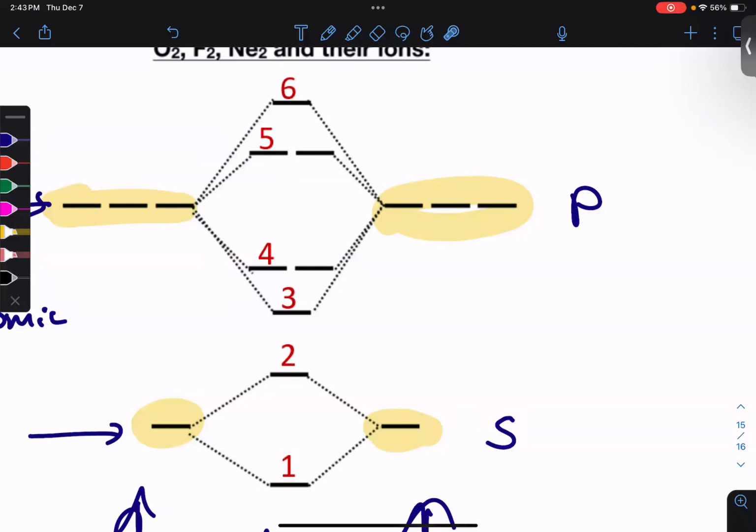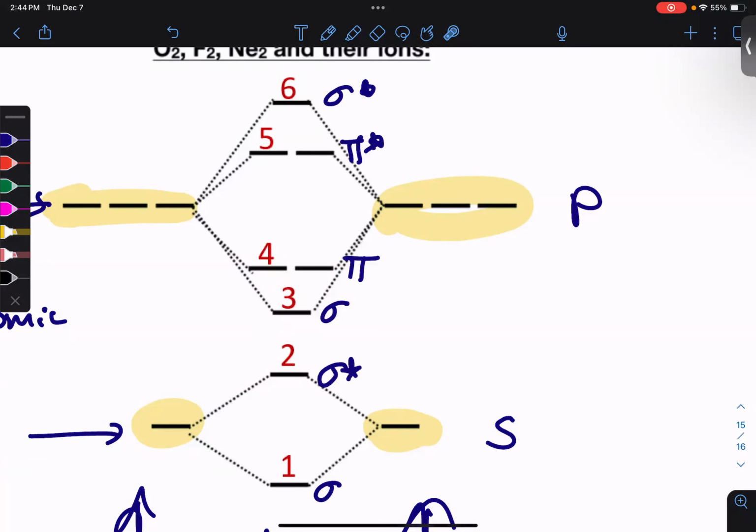So what is the label for this first one? Sigma. Then what comes next? Sigma star. All right. And then what is 3 and 4? Sigma again, and then pi star, and then sigma star. If we look at the other MO diagram, sometimes these two are swapped around.